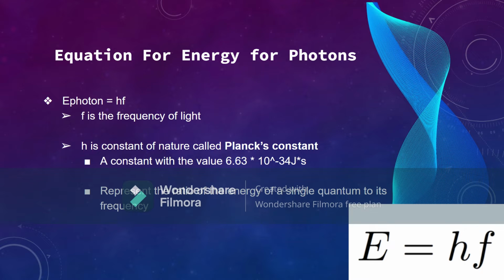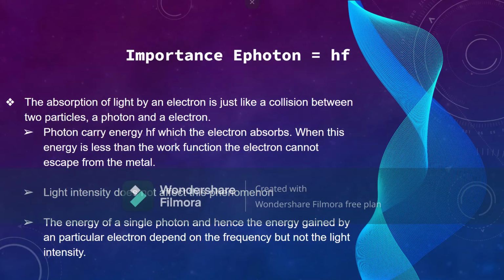h is a constant with the value of 6.63 times 10 to the negative 34 joule-seconds. This represents the ratio of the energy of a single quantum to its frequency. So, why is the energy of a photon, E equals hf, important? First, we'll talk about the photoelectric effect.